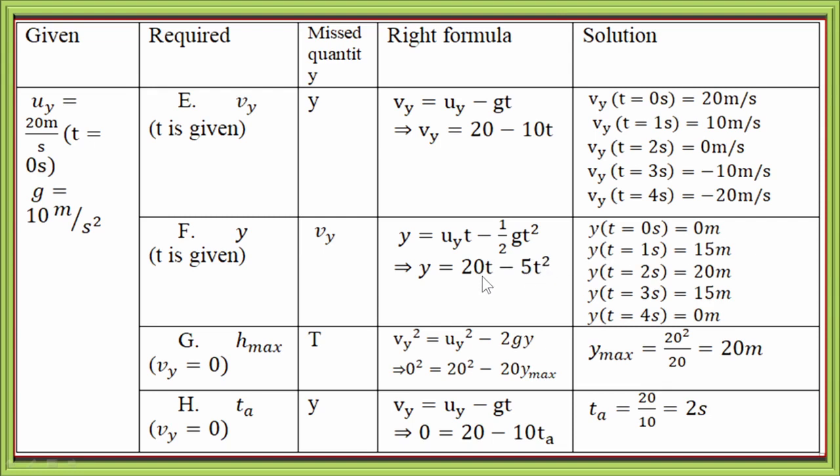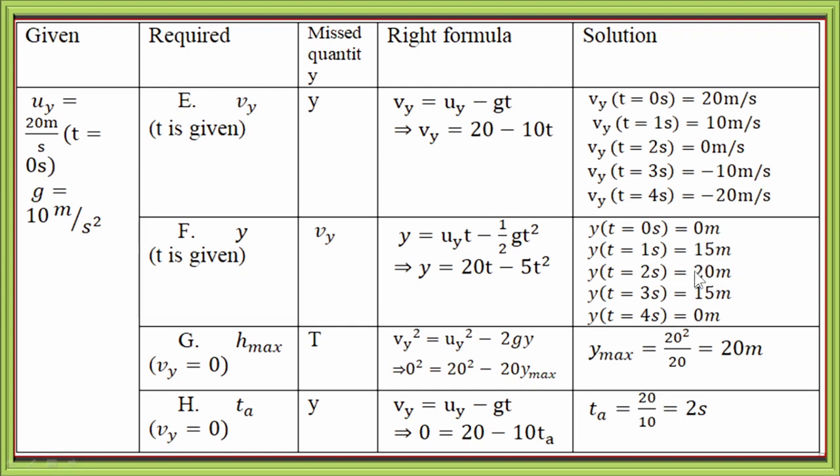20 times 1 is 20, minus 5 times 1 squared, which is 5. 20 minus 5 is 15. Y at 2 seconds is 20 meters. Substituting the value, y at 3 seconds is 15 meters. Y after 4 seconds is 0. Look, the values are 0, 15 meters, 20 meters, 15 meters.